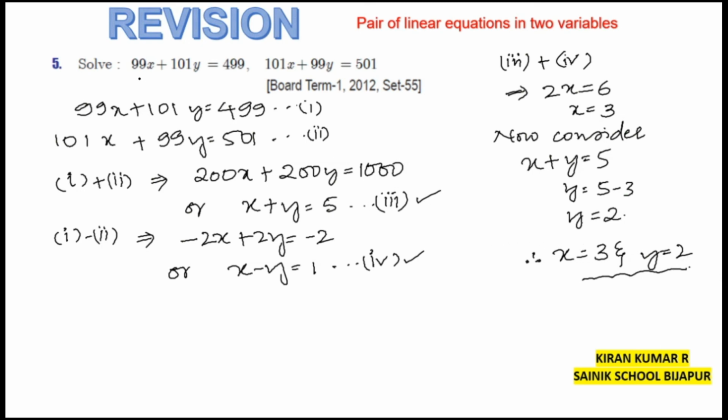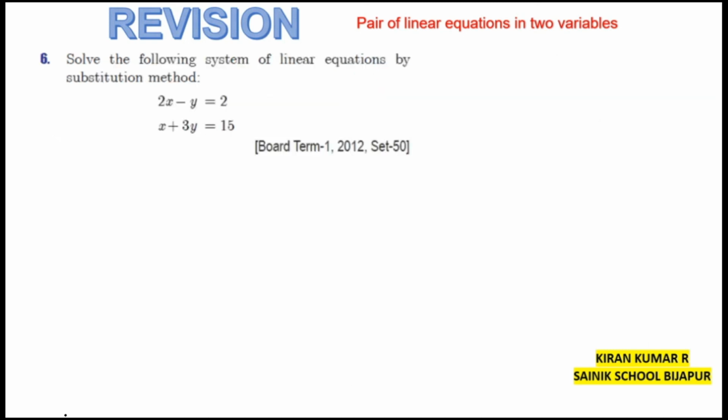If you actually consider these two equations, it becomes a little difficult to solve. So we can use this logic. We can add them and subtract them to get the new equations. Then we can solve them. Let us take one more question before winding up this session. The question is, we need to solve these two equations by the method of substitution. Let me call 2x minus y equal to 2 as equation 1, x plus 3y equal to 15 as equation 2.